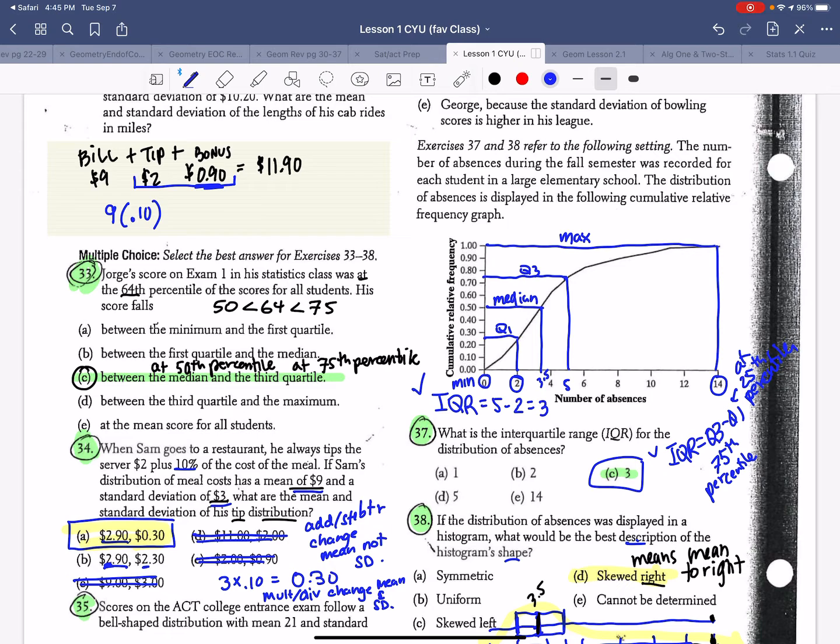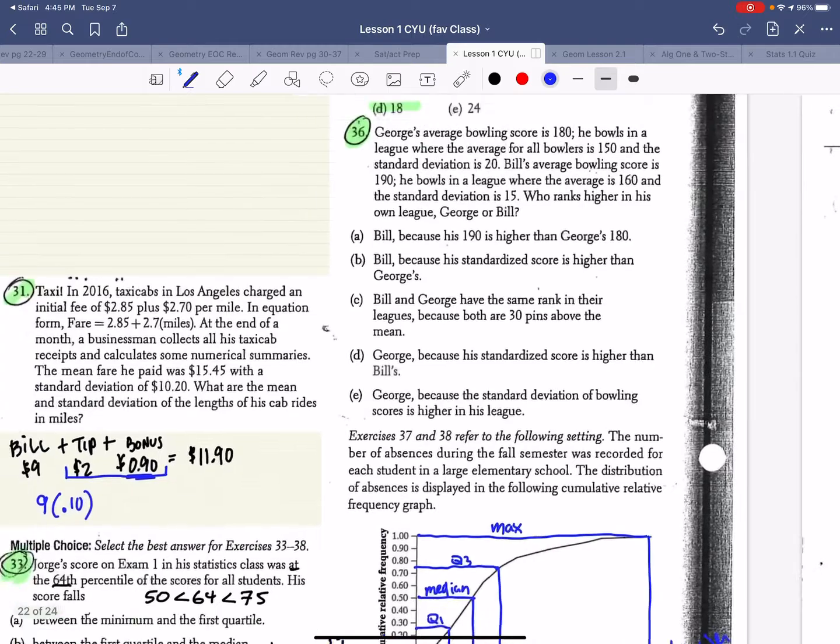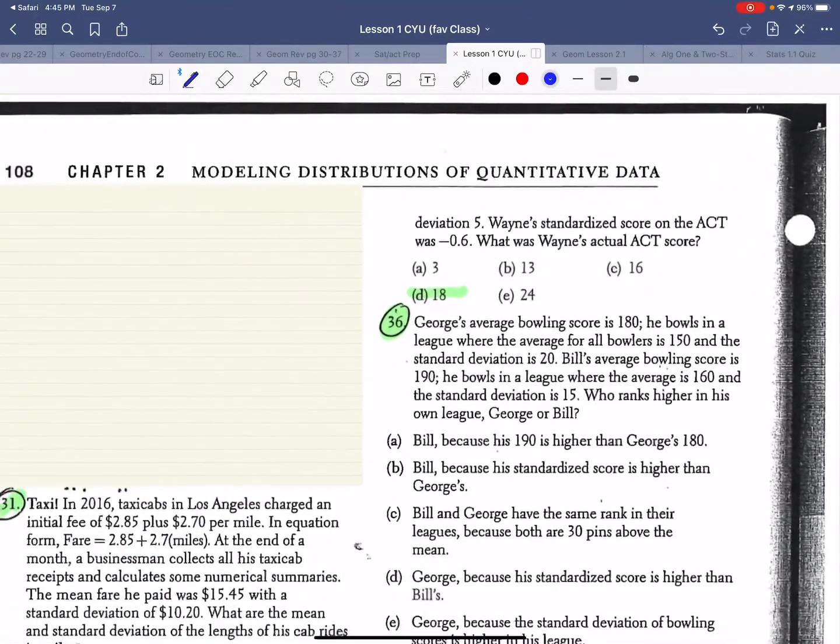Okay, the scores in the ACT entrance exam followed a bell shape with a mean of 21 and a standard deviation of 5. So usually we write this. You haven't seen me write this yet. So we said a mean of 21 and a standard deviation of 5. Wayne's standard score in the ACT was negative. So we know he's here on this side. What was his actual score?